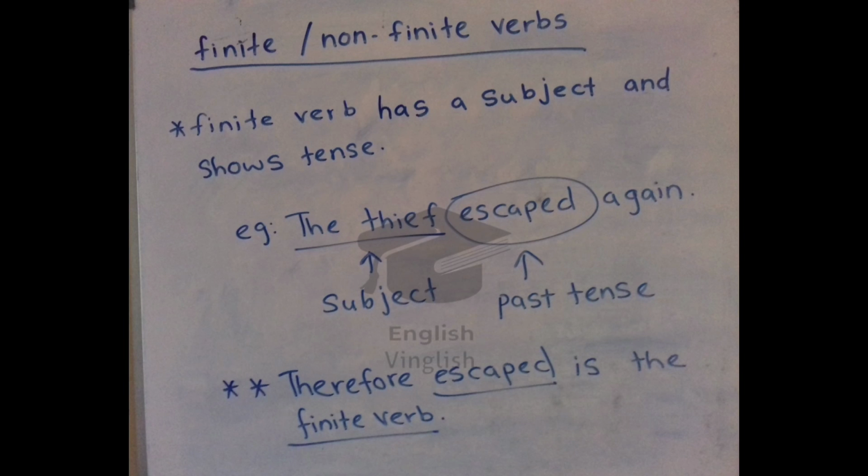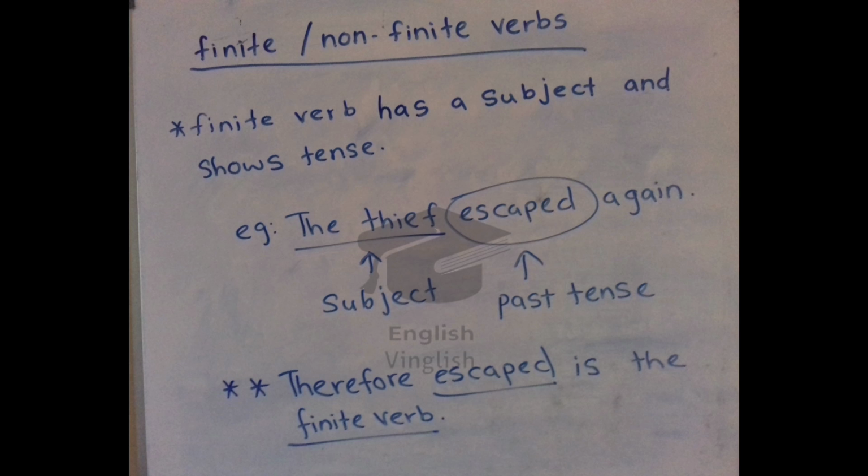Last one, finite verbs and non-finite verbs. Finite verbs have a subject and show tense. For example, the thief escaped again. So this sentence has a subject, it is the thief. The verb is escaped and it is in the past formation. Under verb formations, we have learned 5 types. From those 5 types, escaped is under the past formation. So we can come to a conclusion that this sentence is in the past tense. So finally, this sentence has a subject and also a tense. So we can conclude that the verb escaped is a finite verb.